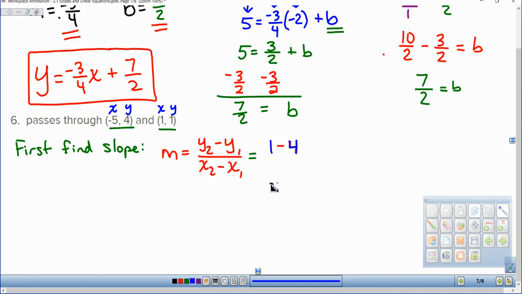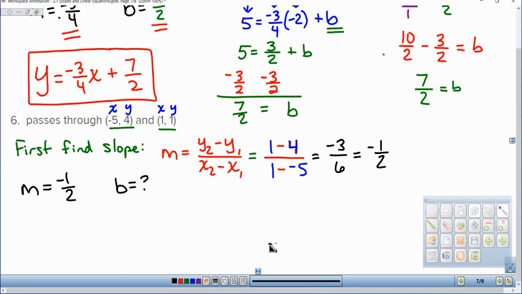Keep it consistent with my colors here. And then we'll do the x value. Well, since I started with the 1 right here, now I got to do this x value, which was also a 1. And then minus the other x value, which is a negative 5. So if we make this calculation, 1 minus 4 is negative 3. 1 plus 5 is 6. So what is my slope? If I reduce this, we get negative 1/2. So now I know my slope is negative 1/2, but I'm still missing my y-intercept.